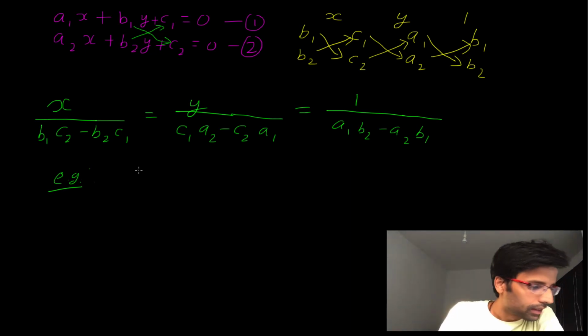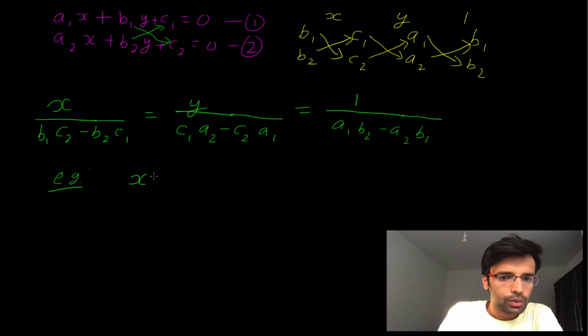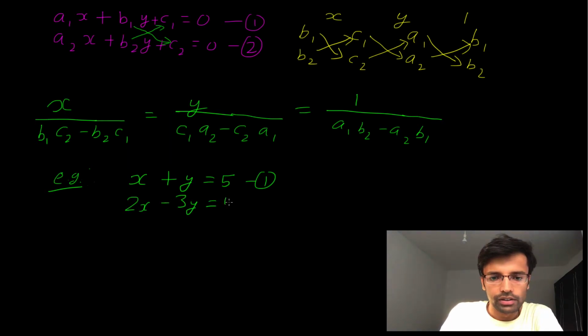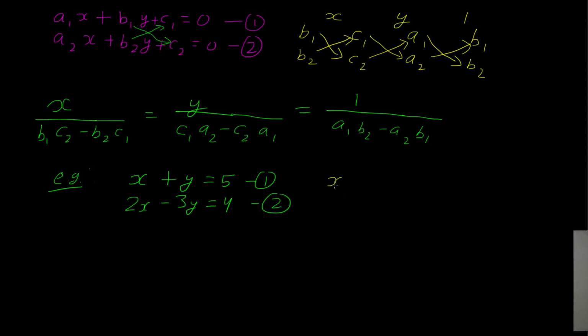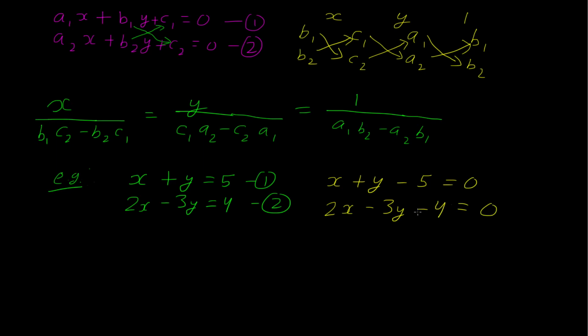We start with, let's say, x plus y is equal to 5. This is your equation 1, and equation 2 is 2x minus 3y is equal to 4. The very first thing that we do is write them in their standard form. So we have x plus y minus 5 is equal to 0, and 2x minus 3y minus 4 is equal to 0. So comparing this to the standard form, we identify a1, a2, b1, b2, c1, c2. So what do we do now?